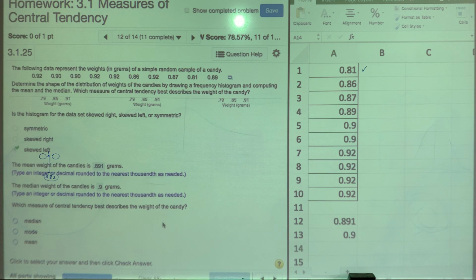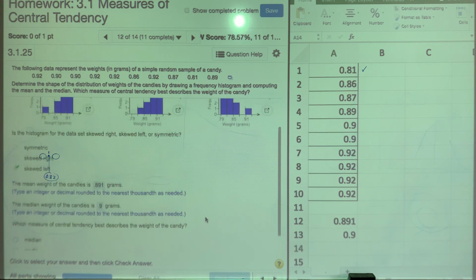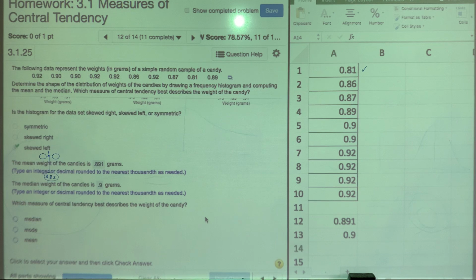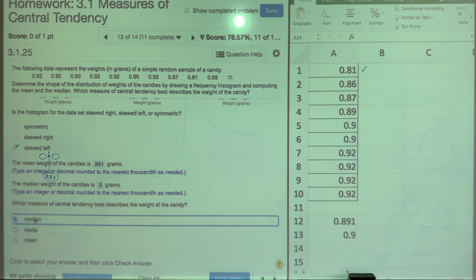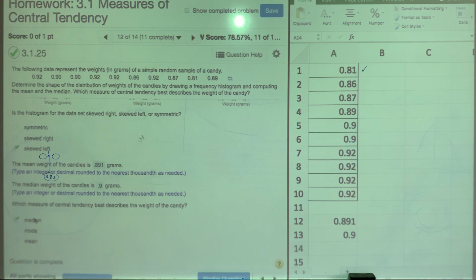What's the mode? Oh wait, no. That's not what they asked. I expected them to ask for mode, they didn't. Which measure of central tendency best describes the weight? When we are skewed, what do we use? The median. When we're skewed, we use the median.